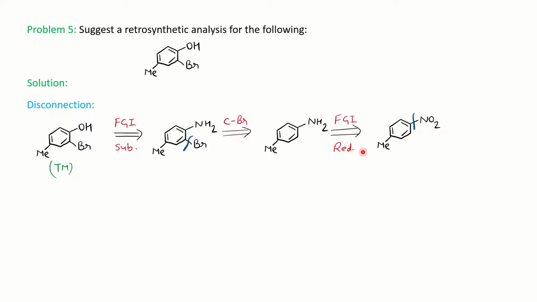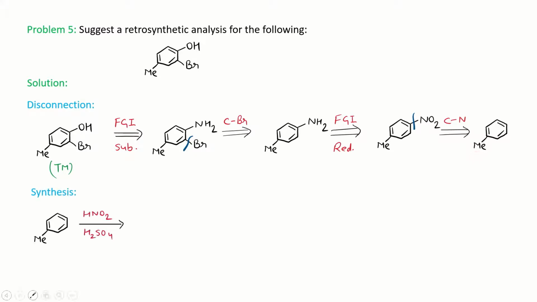So what we are writing is with respect to the synthesis. And remember, this disconnection approach is a mental approach. Actually it is not happening, we are doing it to get your starting material. So once you convert it into NO2, we can do the C-N disconnection and you can get the smallest unit, toluene, as a starting material, which is easily available. So since you got the starting material, we can synthesize.